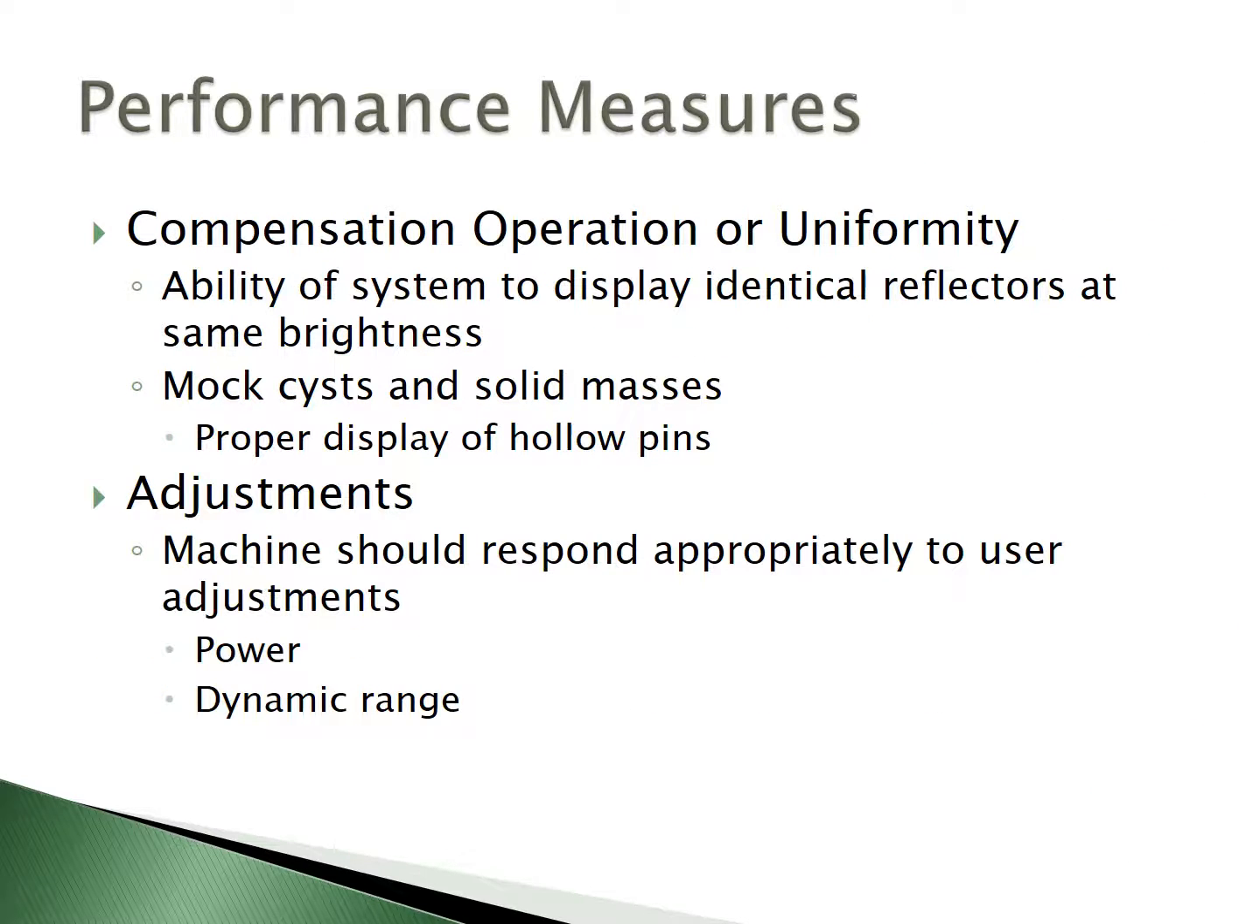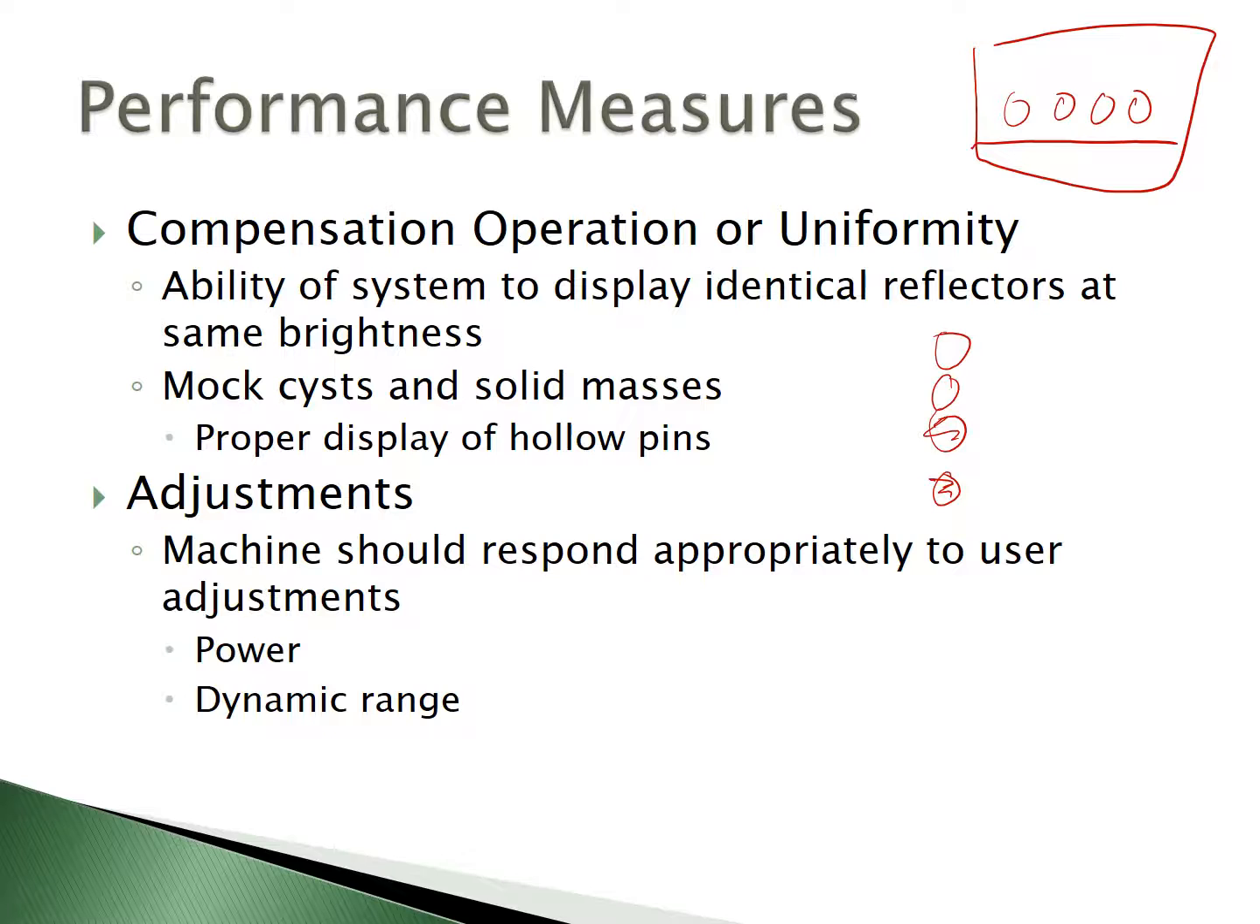Continuing with performance measures, we're going to check the compensation operation or uniformity. So we want to test the machine's ability to display identical reflectors at the same brightness. On our tissue phantom, there will be a bunch of anechoic circles. We know that they should be anechoic, and we expect the machine to then display them anechoic. So if we have multiple anechoic structures and only some are anechoic, then we know that we need to readjust and account for that on the machine and recalibrate it.